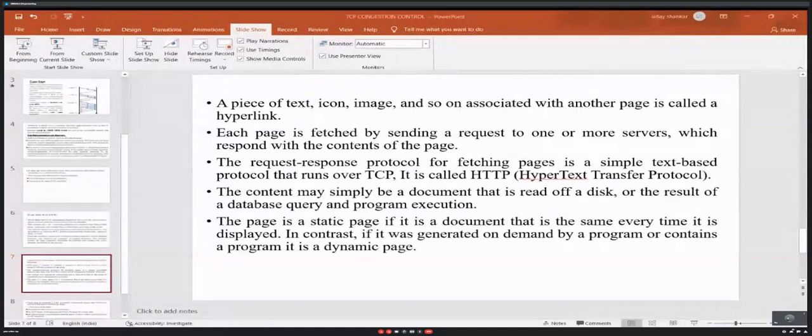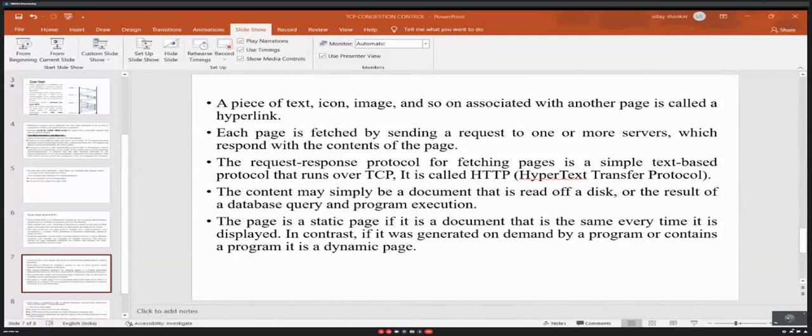The content you require, you type it and click enter, which means you are giving a request. Whenever that request is submitted, there are some steps of processing. The request is sent to the server, and the server replies back with the content. The request-response protocol for fetching pages is a simple text-based protocol that runs over TCP, and it is called HTTP. So the protocol which works for fetching web pages, all those request-response services, is the HTTP protocol.